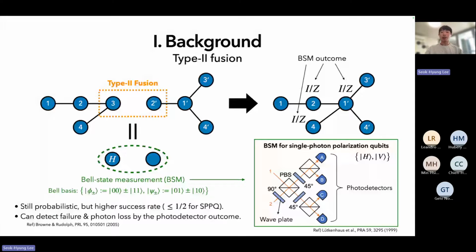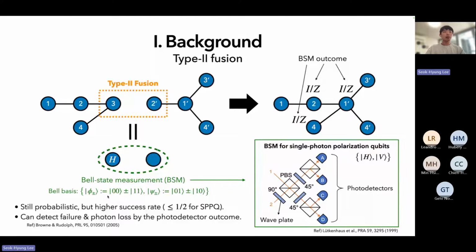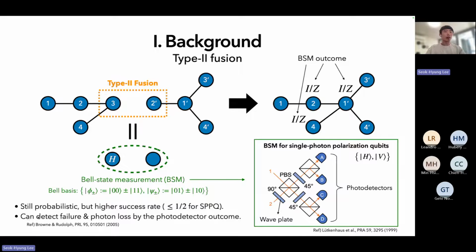This Bell state measurement can be done only with linear optical elements and photodetectors. It is still probabilistic, but has a higher success rate compared to a bare control-Z gate. It is 50% if there are no additional resources for single photon polarization qubits and also other dual-rail encoded qubits. More importantly, it can detect failure and photon loss by the photodetector outcomes. So handling these failed fusions can be done more efficiently than using the direct control-Z gate.